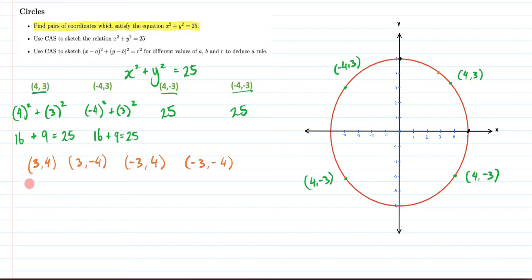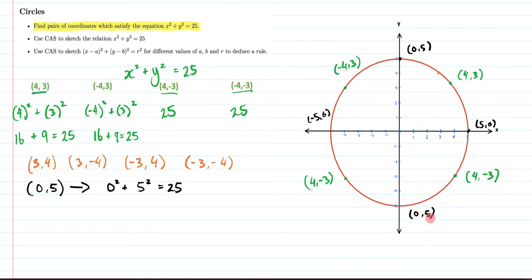Something else I could have, perhaps the simplest of all, could be 0 and 5. If I were to put 0 and 5 into my equation, it would be 0 squared plus 5 squared is 25, and that's going to be located here, 0 and 5. I could also have 5 and 0. I could have -5 and 0, or I could have 0 and -5.